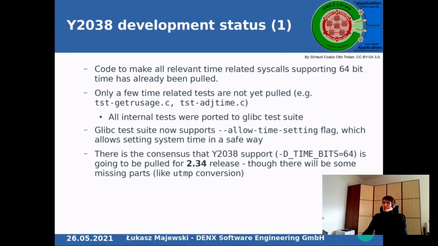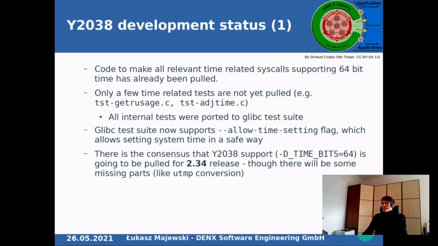I do have the information that the compliance team is now going to test patches which are adding that feature with Fedora Rawhide, and we are waiting for the final round of review. So if everything goes smoothly, there is a high chance that it will be pulled for the 2.24 release of glibc.